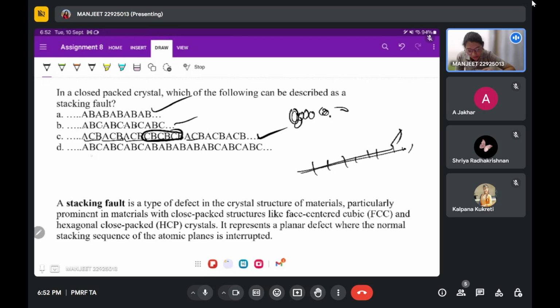If I see this option also, this is ABC, ABC, ABC. Now it is ABA, BAB. So this is not satisfying the repetition ABC, ABC. Here also ABA again, then BCA. This is not repeating either. So this is also a stacking fault.